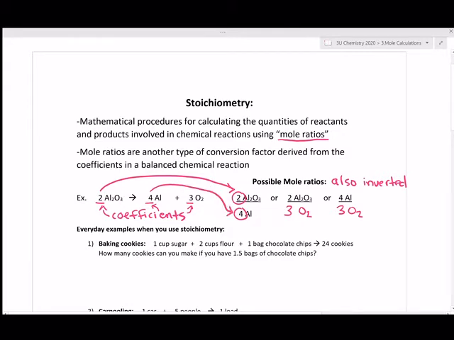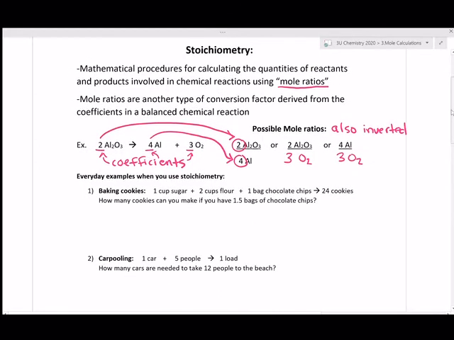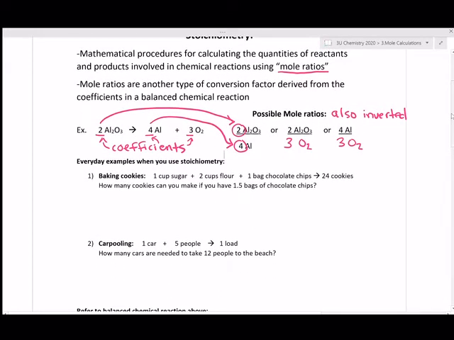Now, again, just so it's not so scary, I want to show you that you have been using stoichiometry your entire life in very straightforward types of calculations. So for instance, anytime you're cooking or baking and you want to alter the recipe or figure out how much of something you can make, you're using stoichiometry. So here's an example of baking cookies, and I have a recipe. 1 cup of sugar plus 2 cups of flour, 1 bag of chocolate chips, and we're going to get 24 cookies. I like a lot of chocolate chips.